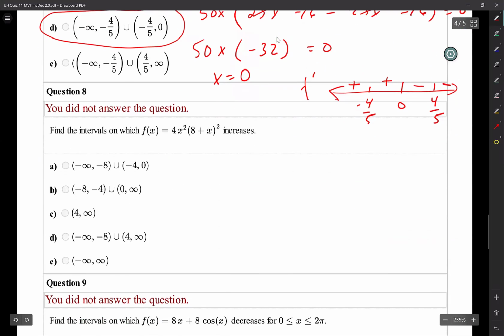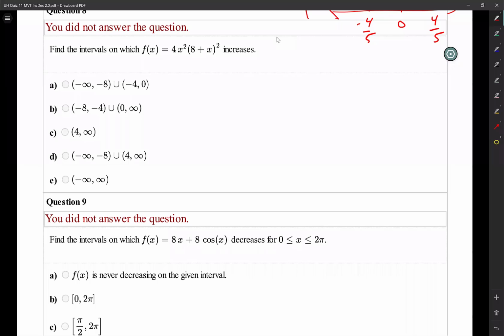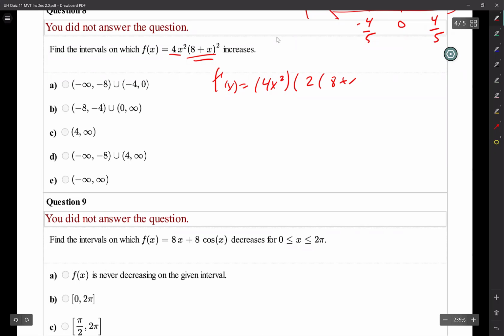Well, I want you guys to be battle tested. Should we continue, guys? Do we still got time? Okay. Find the intervals where this function increases. Again, I'm doing the same thing. f prime of x equals, remember, all this is no calculator, 4x squared times the derivative, first times the derivative of the second, 8 plus x to the power 1 times 1, there it is, plus second, 8 plus x squared times the derivative of the first, 8x. And I'm going to see if there's anything I can factor out. There is.